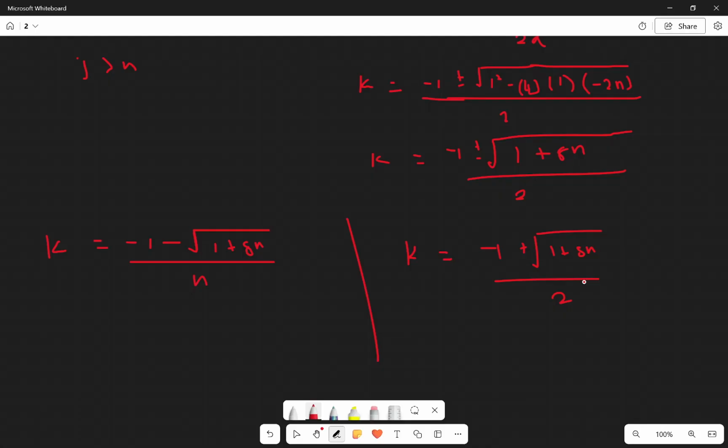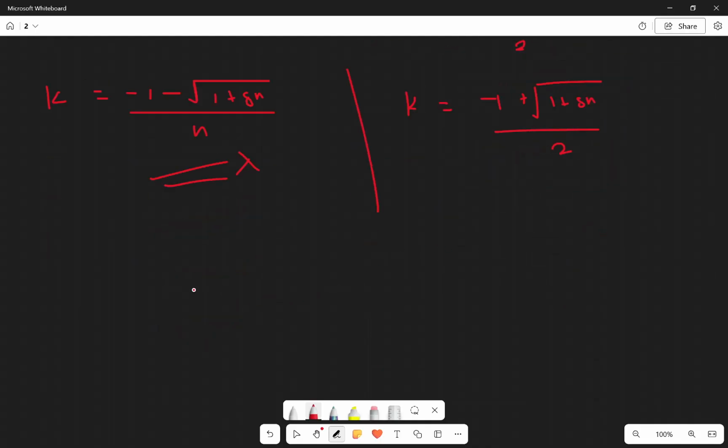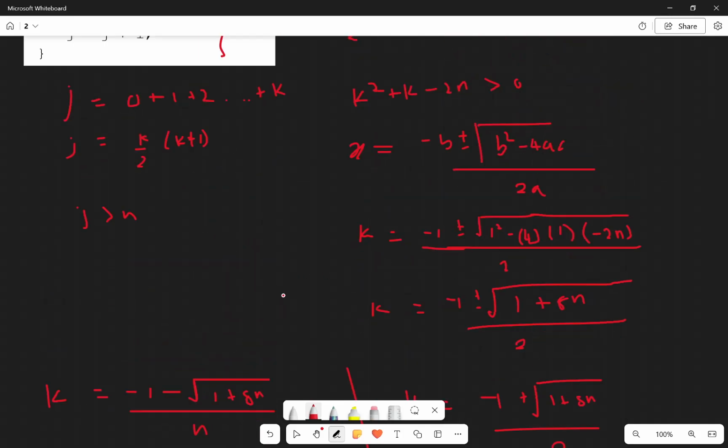Okay, k is the number of iterations, therefore k has to be a positive value, and as you can see, this one will never be a positive value. Therefore I say k is equal to (the square root of 1 + 8n minus 1) divided by 2. Alright, so that's the value of k.